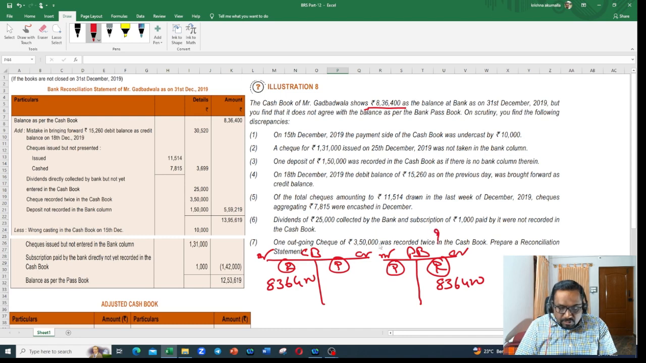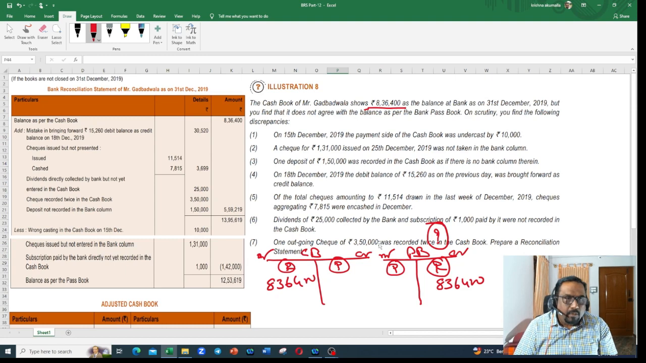So the question mark should come on passbook, because we are taking the cash book balance, preparing the reconciliation and identifying the passbook balance, right? So let us put the question mark on passbook balance. Now the rule is simple. If the question mark balance increases, add it. If the question mark balance decreases, reduce it.